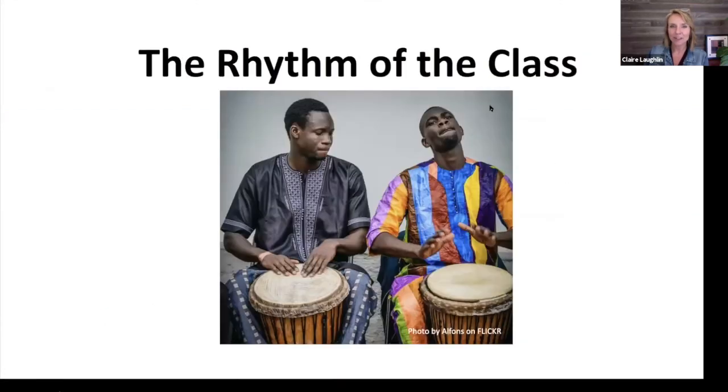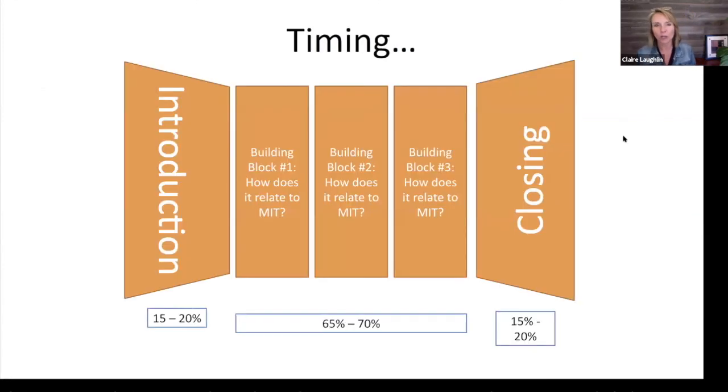Alrighty, let's keep moving here. We're just going to introduce this. I want to go over the rhythm of the class. This is in your workbook, but people always ask me about this. How much time do I spend here and there? These are just guidelines, but when I say bring it in for a landing, for example, you don't want more than 15, say 15 or 20% for each the opening and the closing. And then the bulk of the class needs to be on that really meaty building block stuff.